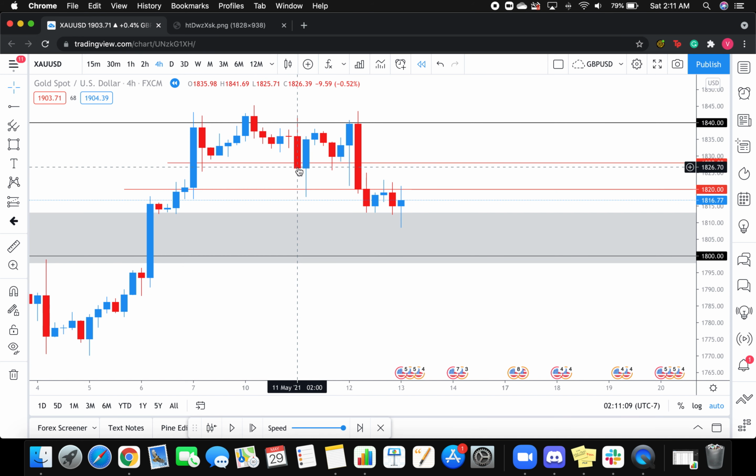So this is exactly where we're pinpointing all the consolidation and all the price action. That's why I'm not putting that level down here, but a little bit higher, where we see a ton of rejection happening.